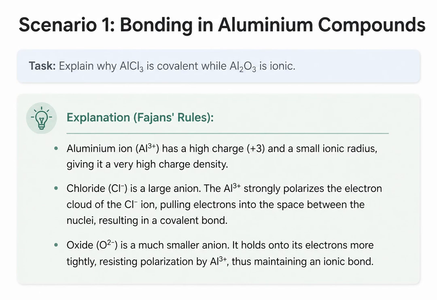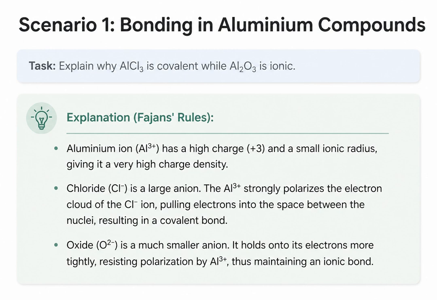Let's apply our knowledge to a practical scenario. A student notices that aluminum chloride behaves like a covalent compound, while aluminum oxide behaves like an ionic one. Why does this happen if they both contain aluminum? The answer lies in Fajans' rules and polarization. The aluminum ion has a high 3+ charge and a small radius, giving it a very high charge density.